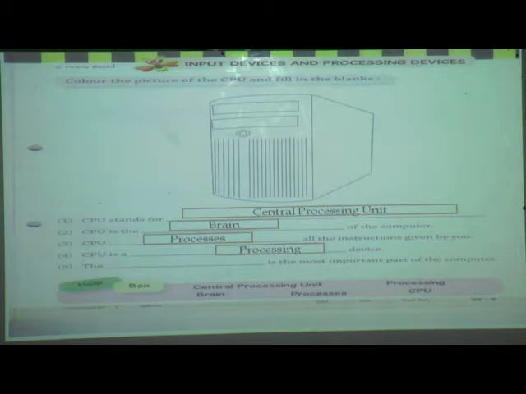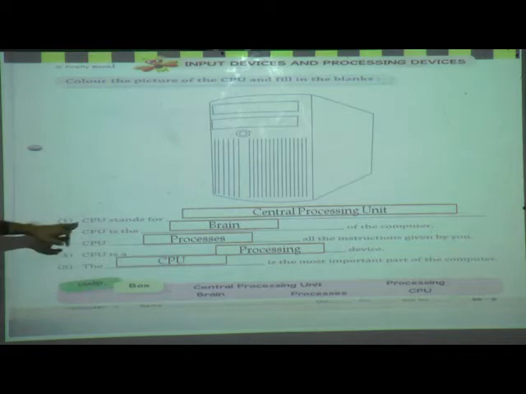P-R-O-C-E-S-S-I-N-G, processing device. The dash dash is the most important part of computer. Which is the most important part of computer? And it is brain also. Which is? Right, CPU. CPU is the brain of computer.